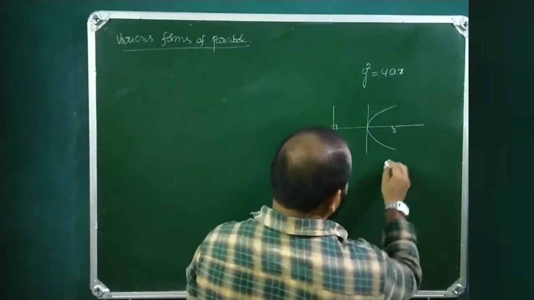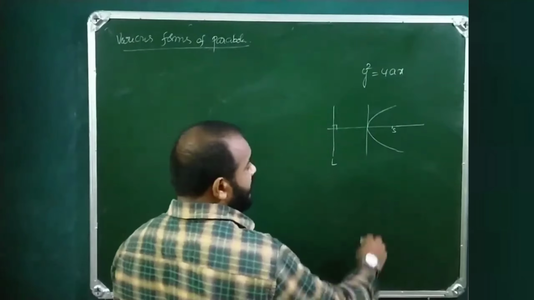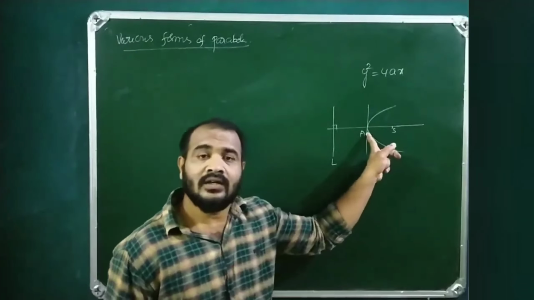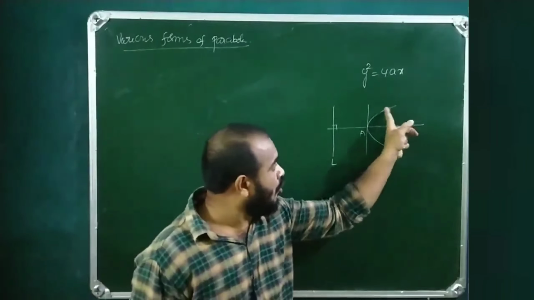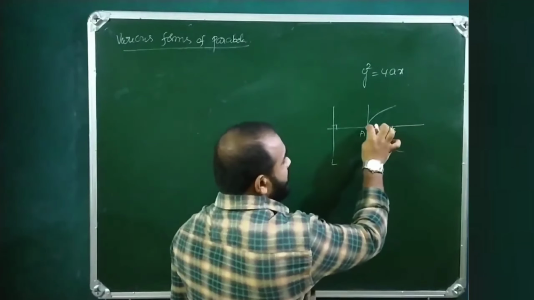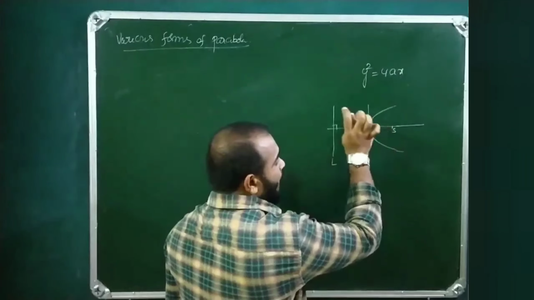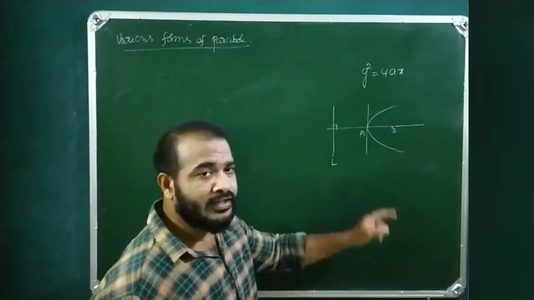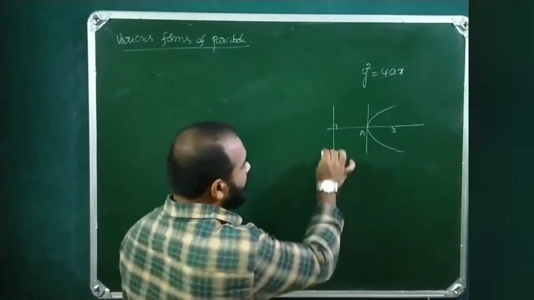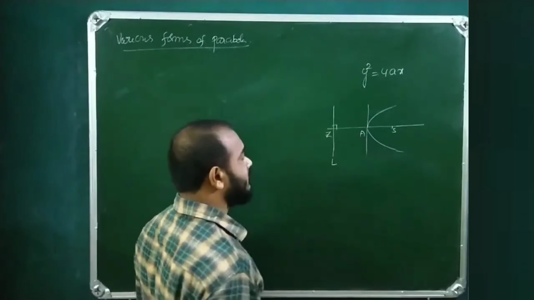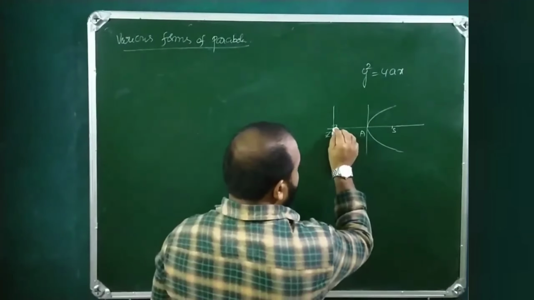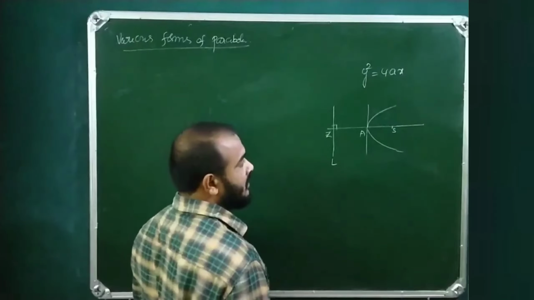Now, this is the vertex. The vertex is the point of intersection of the conic and the principal axis. Conic and the principal axis both are intersecting at this point. Then that is said to be a vertex. Focus, directrix, foot of the directrix. Next, principal axis.